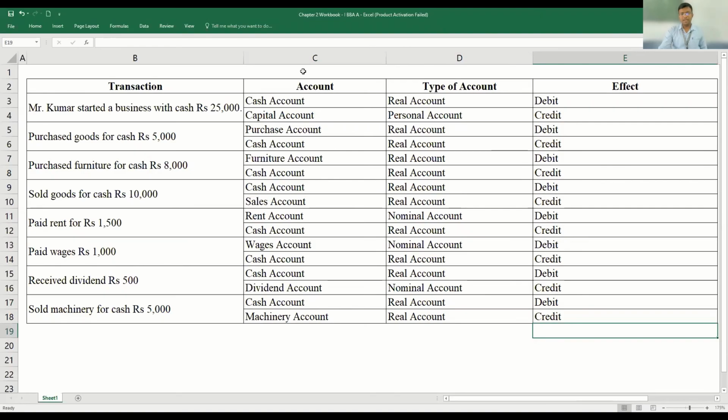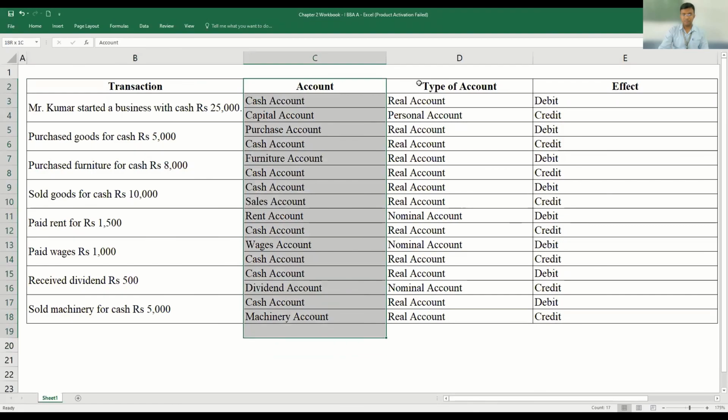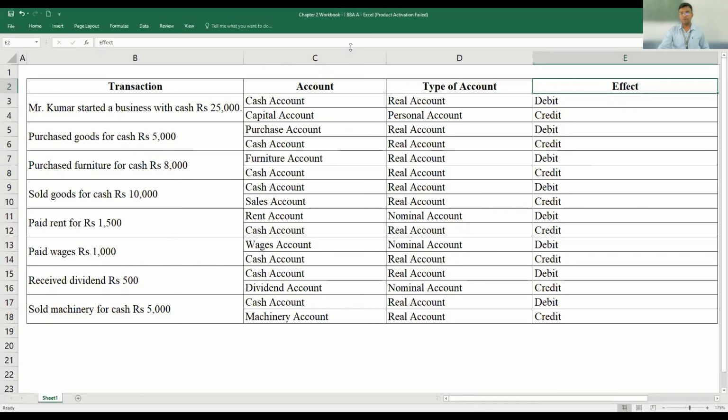So with that, we've completed this simple exercise. We picked up the transactions. We identified which accounts are involved. We identified the type of each account. And then depending on the type of account, we figured out the effect by applying the golden rule. This activity will help us go about the preparation of the journals in the books of accounts of a firm.